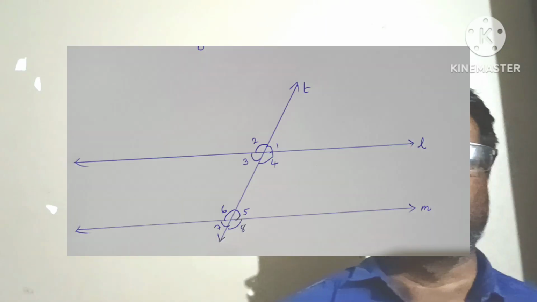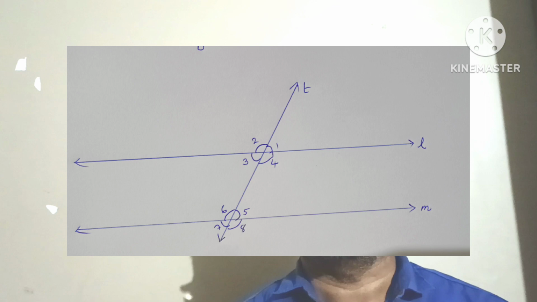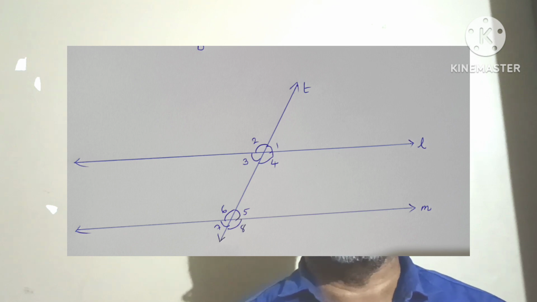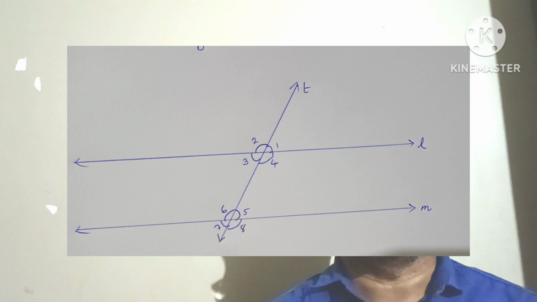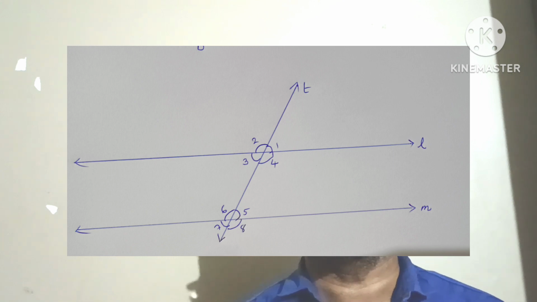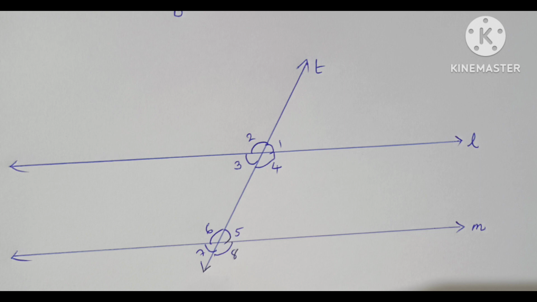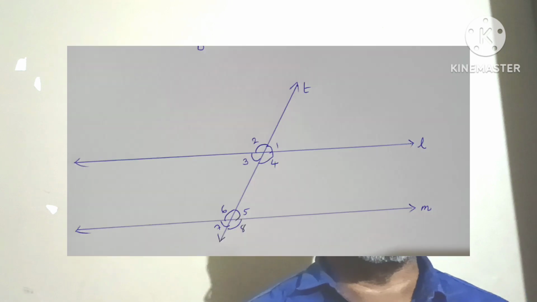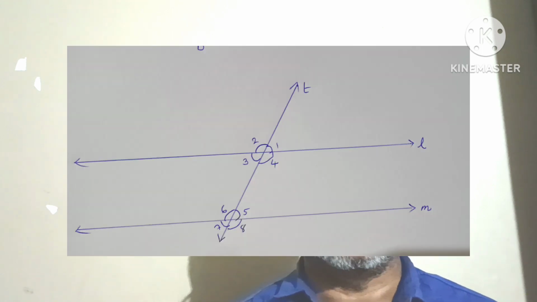Here line L is parallel to line M. And another line which intersects these two lines L and M is called the transversal. Here it is represented by the small letter T. So when this transversal intersects these two parallel lines L and M, 8 angles are formed. You can see in the figure: angle 1, angle 2, angle 3, angle 4, angle 5, angle 6, angle 7 and angle 8.